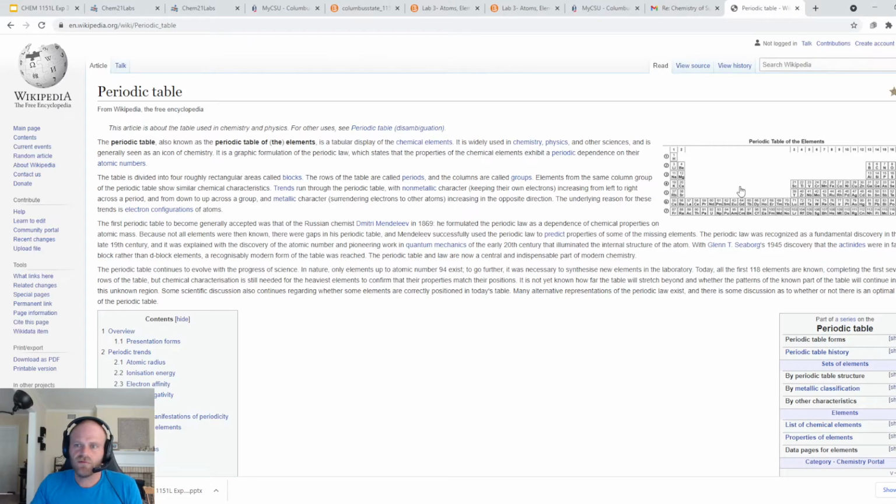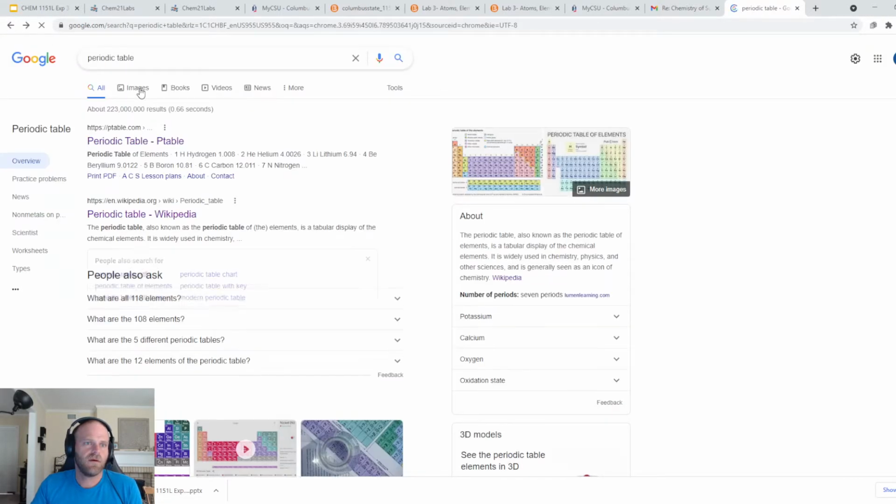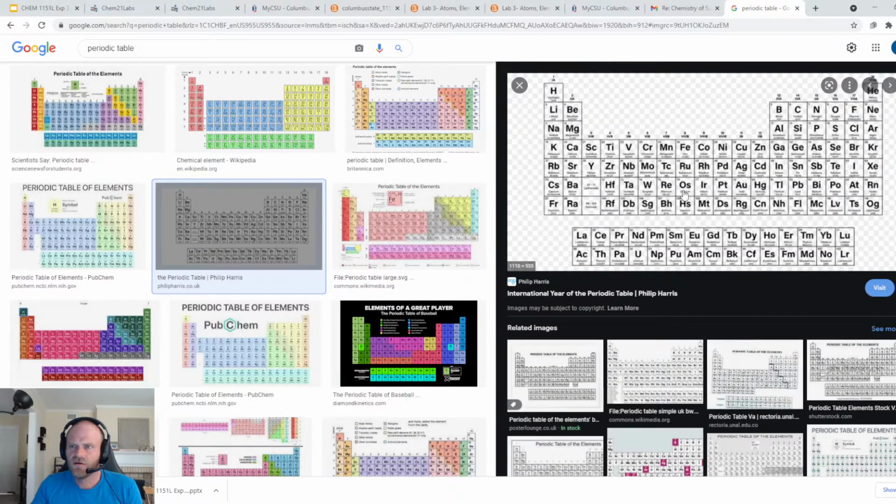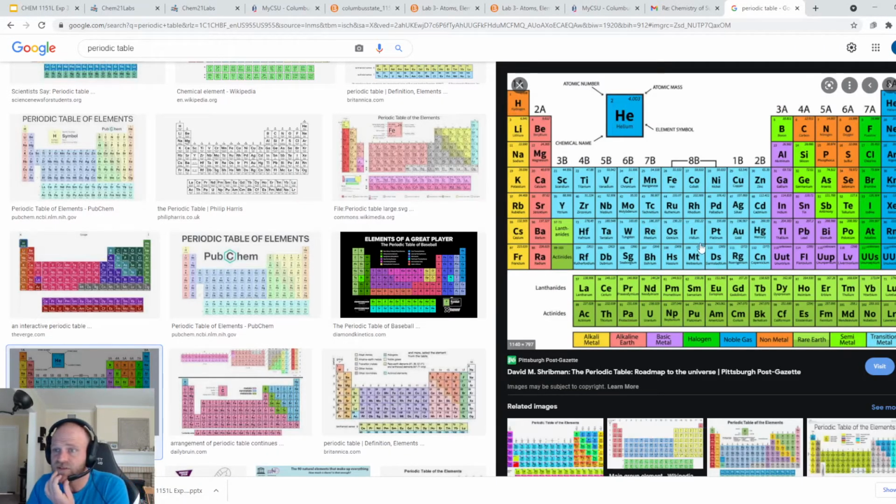Periodic table? Nope. Images with group numbers. It's too small. With group numbers, yes.